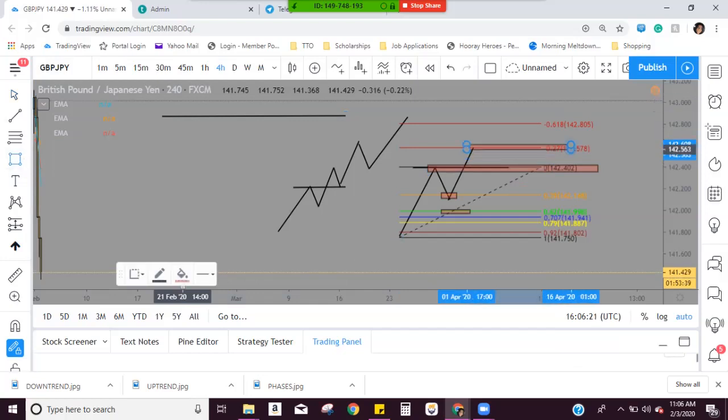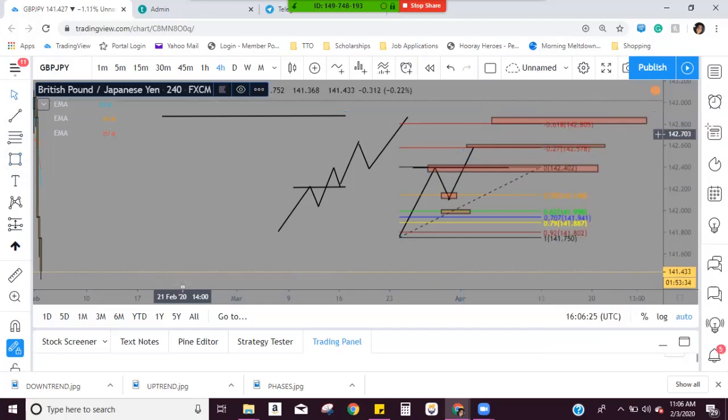Negative 27% is your TP2. Negative 61.8 is your TP3. Typically, price always goes to TP2, which is negative 20%, negative 27%. That is where we are going to be holding our trades.